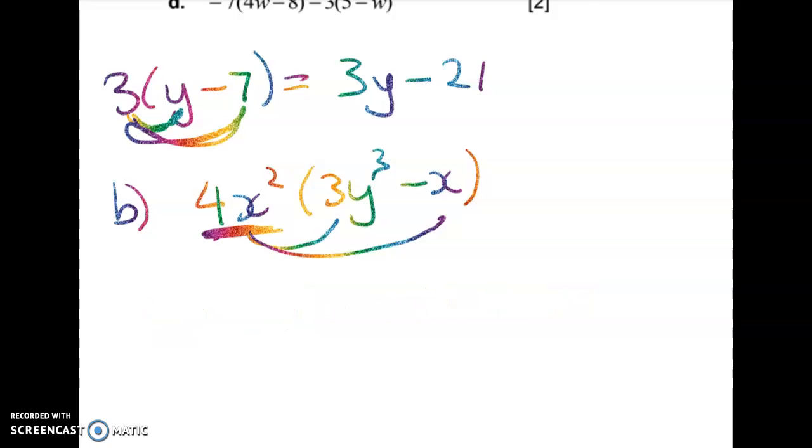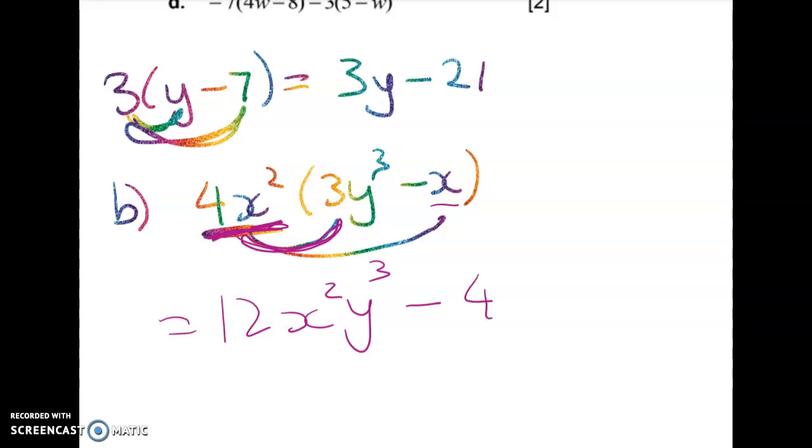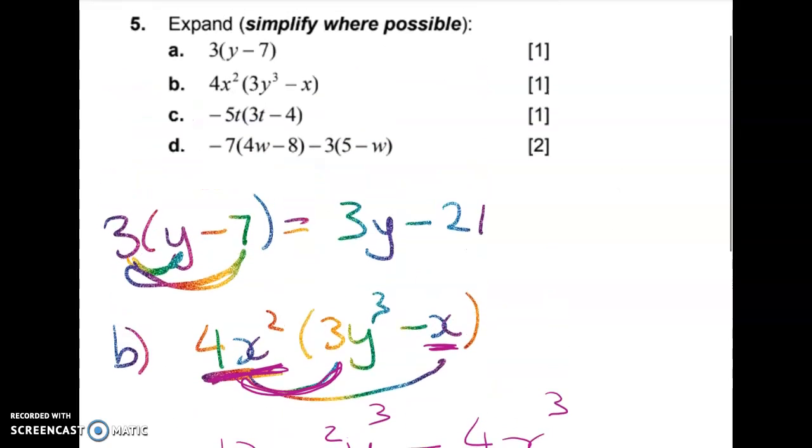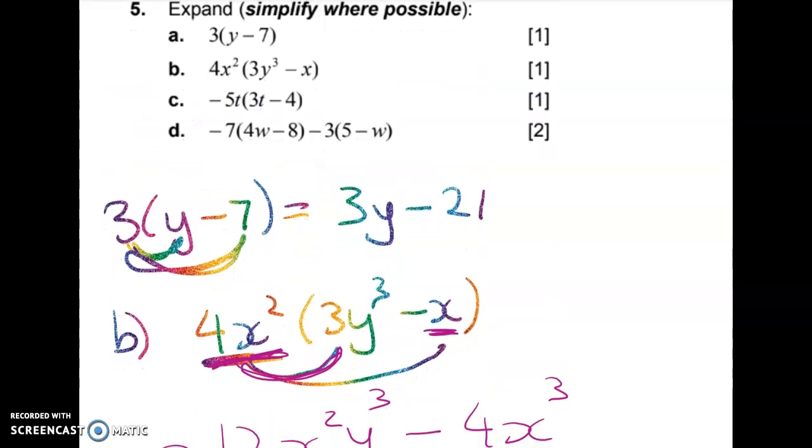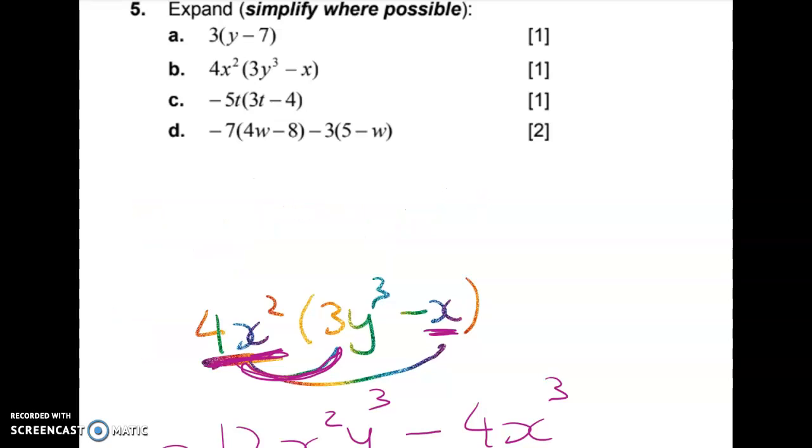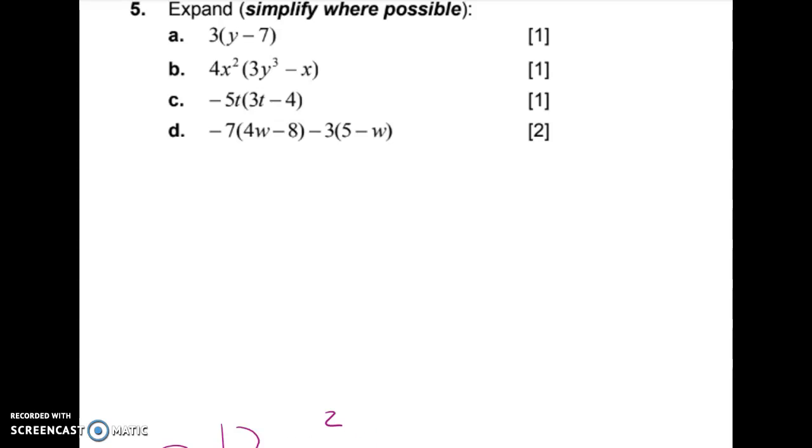Okay, so we're using our multiplication rules and we get 12x squared y cubed, right, this times this, minus 4 and then x squared times x, which is x cubed. And that's my final answer there. Okay, we've got 2 left, and then I think I'm not going to do question 6 in this video, sorry, because it's getting a little bit too long and maybe a little bit too boring.